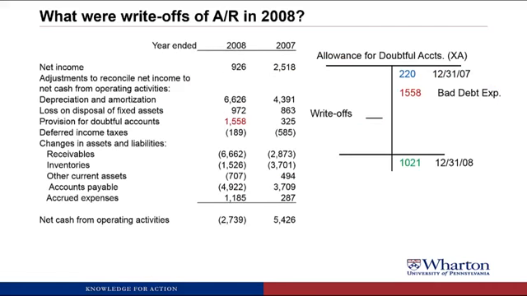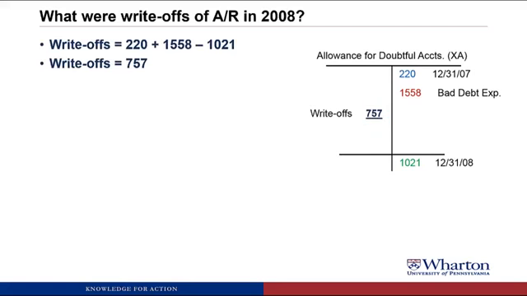Back on the statement of cash flows, there was a line item for provision for doubtful accounts of 1558. So bad debt expense goes into net income, but it's a non-cash expense, so it has to get added back on the statement of cash flows. So we can see what the bad debt expense is. We plug that into the T account, and now the only thing missing is write-offs, which we can solve for. So if we take the 220 beginning balance plus 1558 bad debt expense minus the ending balance of 1021, we end up with write-offs of 757.